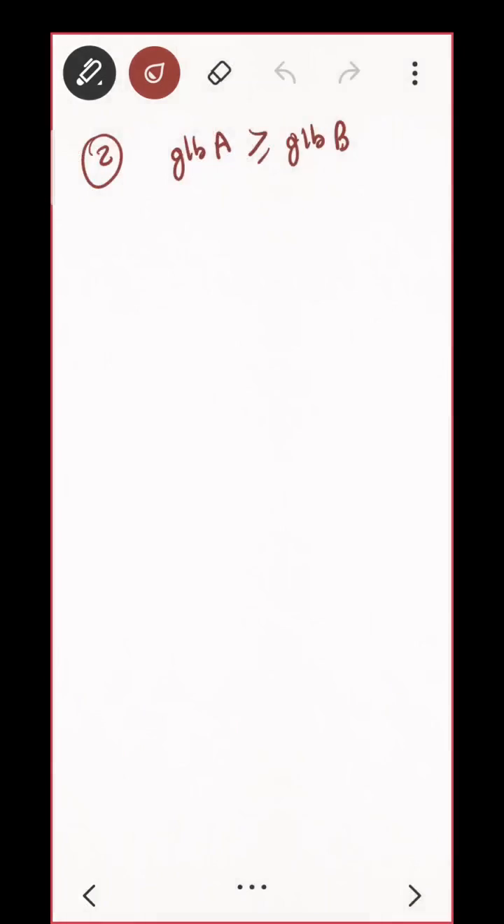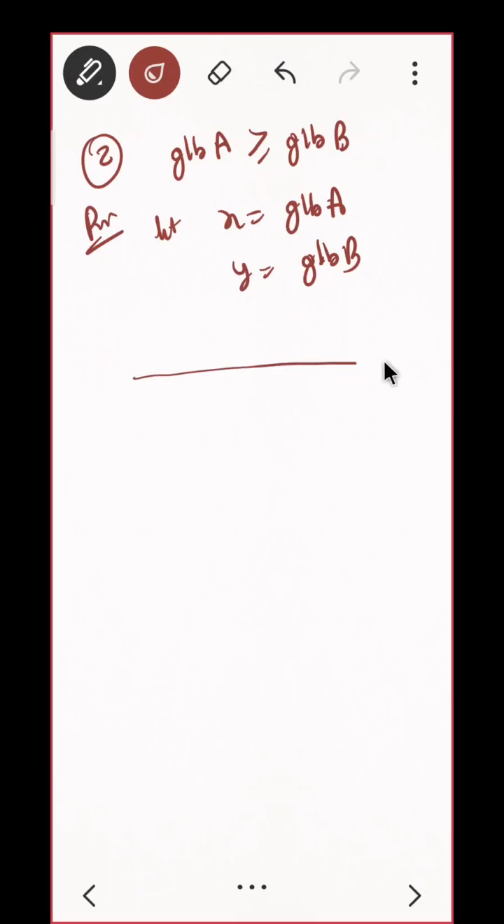Okay. Now will you try to prove this? You again start with: let x equal GLB of A, y equal GLB of B. Again I will say to you, write the definition. What is the definition of GLB of A? Write the definition of GLB of B. Then later on go to the next part.